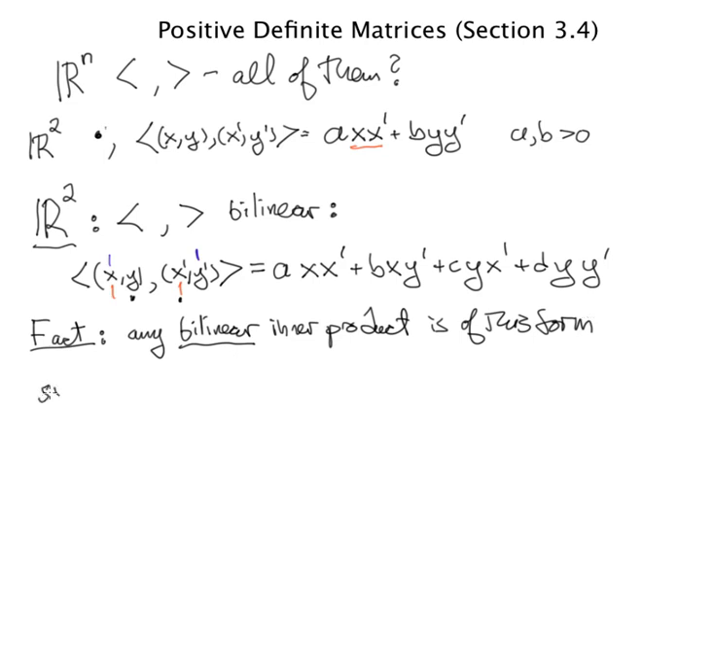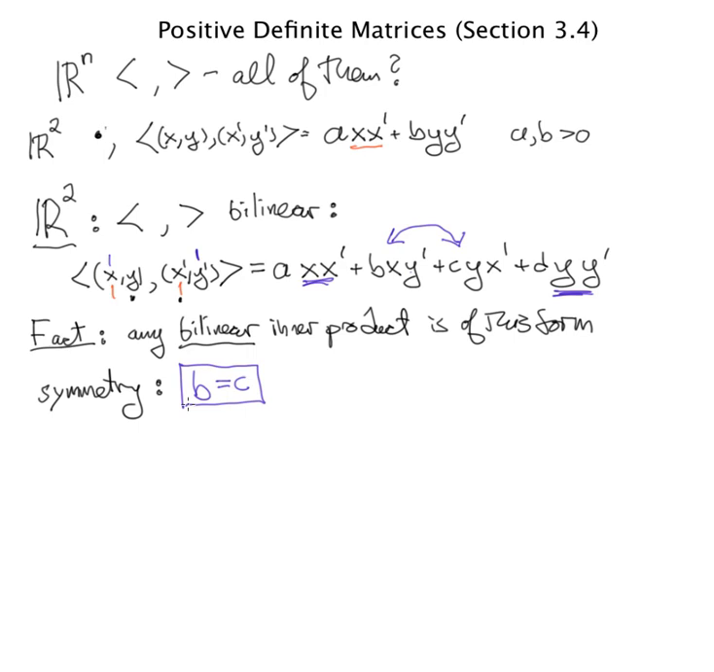What about symmetry? Well, let's see. If you switch x and x prime, this term stays the same, and when you switch y and y prime, this term stays the same, except when you switch x and x prime, this becomes x prime y, which is this term, and so it switches those terms, and symmetry holds exactly if b is equal to c.